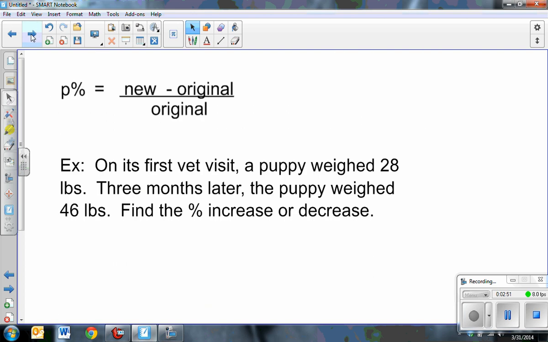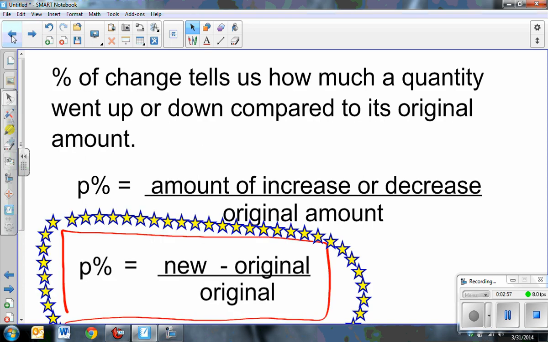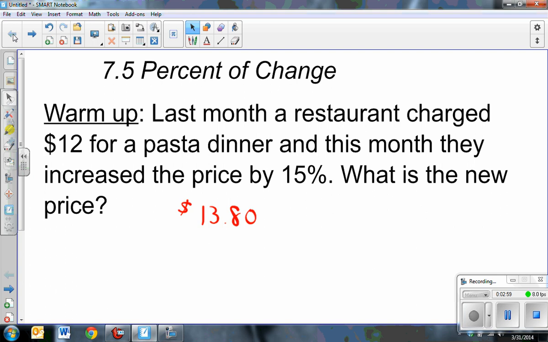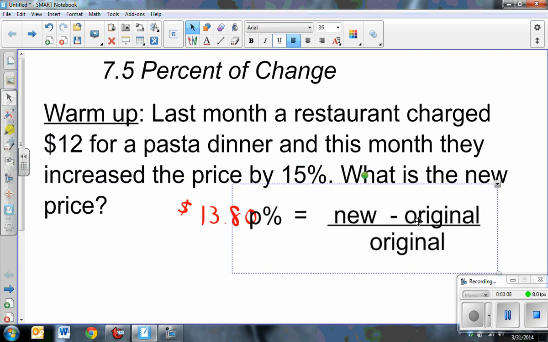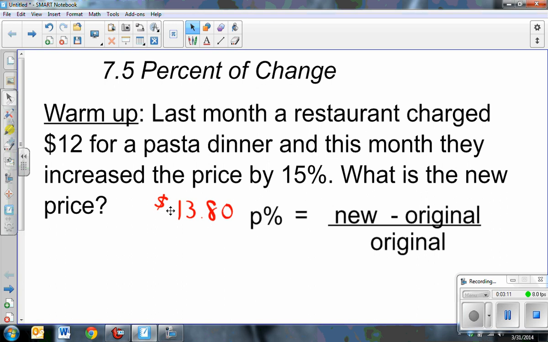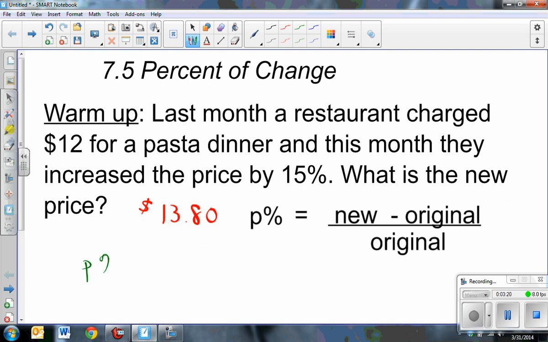I've got the formula again written so we can be reminded of it. So actually, let's go back to our warm-up, and I'll copy that formula again here. So here it is. Okay, and let's see if we can solve this problem. So our new price is $13.80, so we're going to write here percent is going to be equal to our new price, which is our $13.80 minus 12. That was our original price, divided by our original price, which was 12.